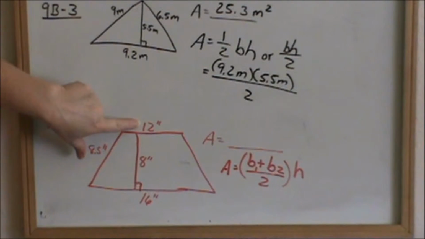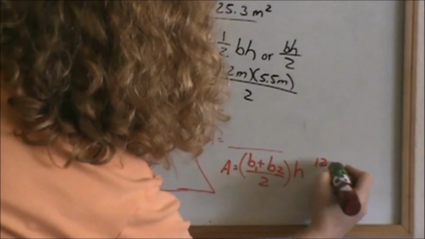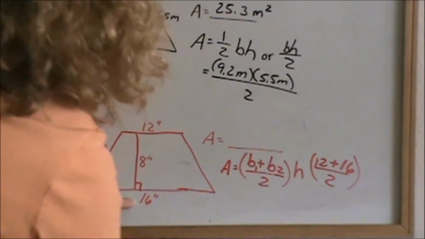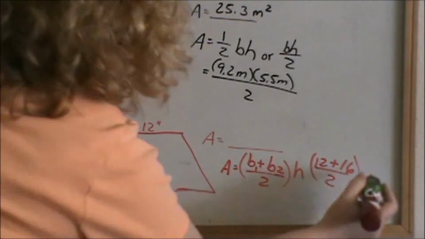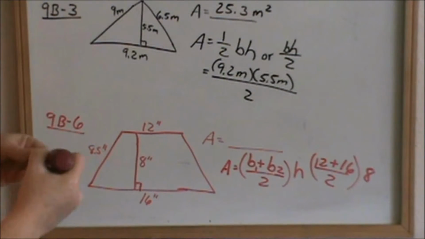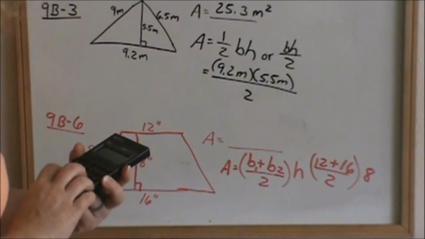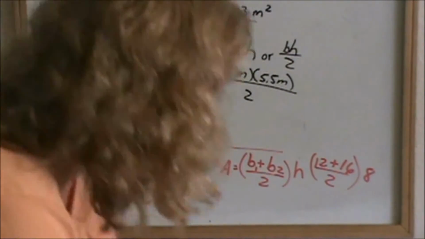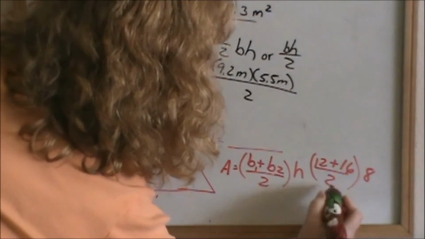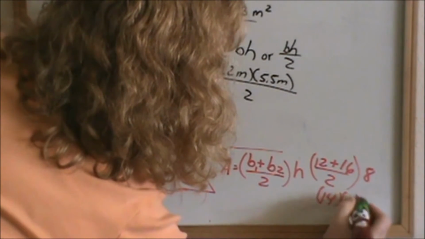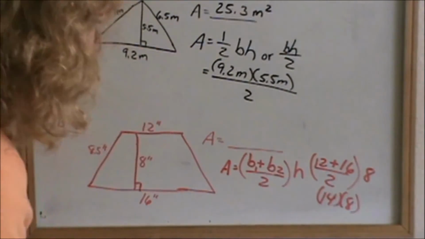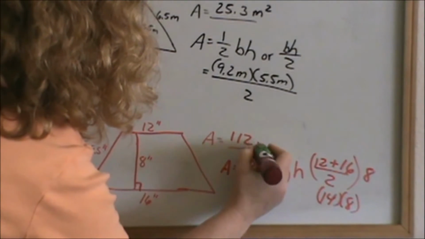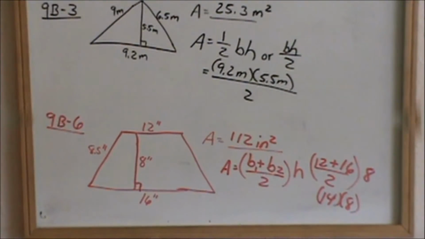That forms a 90 degree angle to our base. So I'm going to say this is base 1. So I need to do 12 plus 16, which is base 2, divide by 2, calculate that first in parentheses, then multiply it to your height. So if we did 12 plus 16 first, that's 28, divide that by 2, which is 14. So everything in parentheses here is 14 times 8. That comes out to 112. So the area of the trapezoid will be 112, and our units are inches, so square inches.